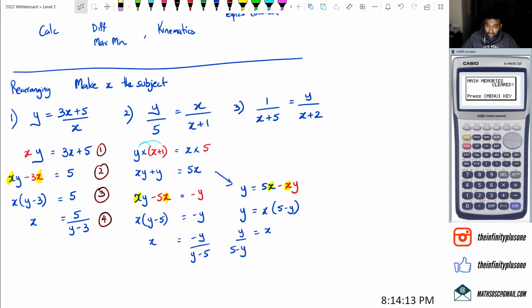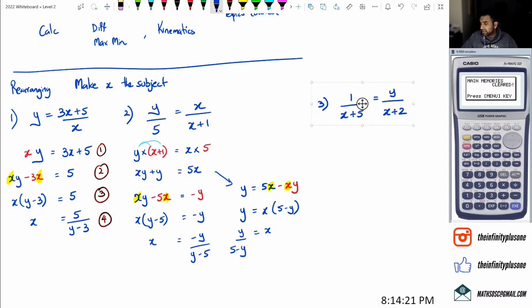as long as you have x by itself, right? But generally speaking, when they say make x the subject, what they want you to do is have x on the left hand side, and then all the other terms on the right hand side. So you might do something like this, but then in the final answer you might just go x is equal to y over 5 minus y to finish off. So hopefully that made sense, guys, and if you guys could have a crack at question 3, and then we'll kind of go through that.